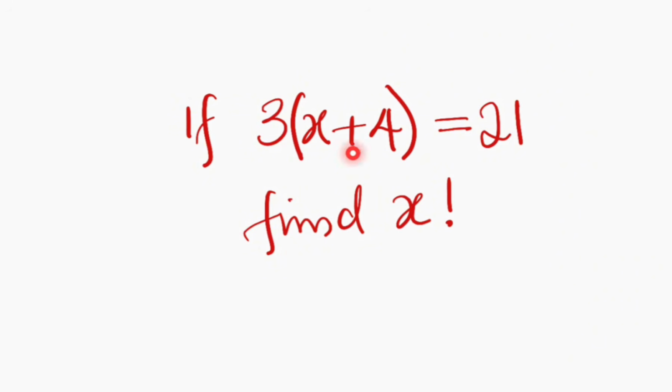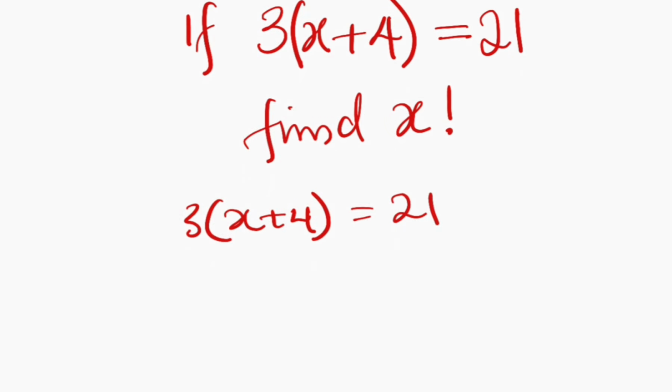Let me show you. This is what we have, 3 multiplied by x plus 4, which is equal to 21. I don't recommend expanding the bracket. Instead, divide both sides by 3, since 3 is a factor of 21. If you do so, you have x plus 4 to the left after dividing by 3. If you divide 21 by 3, you have 7, right?